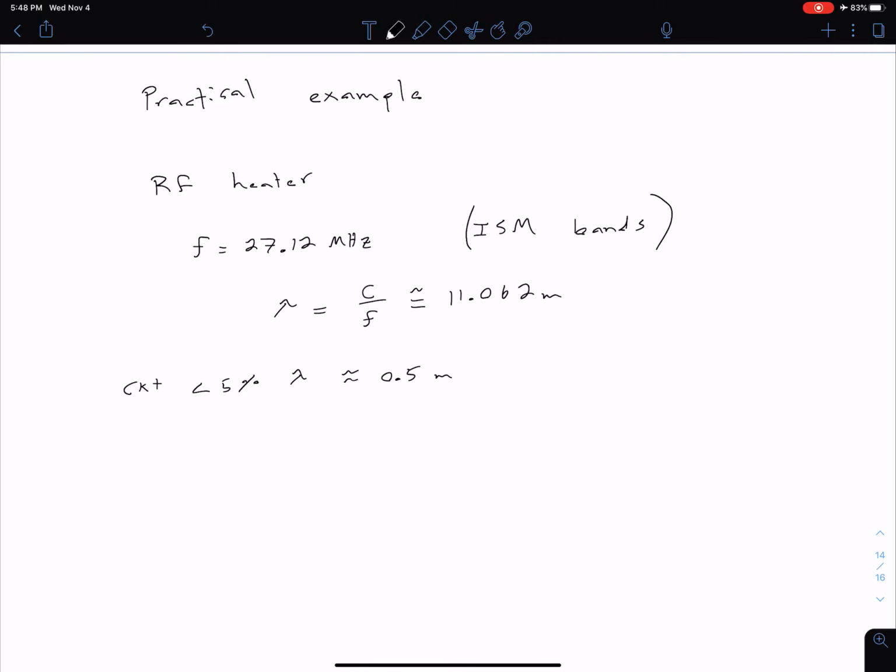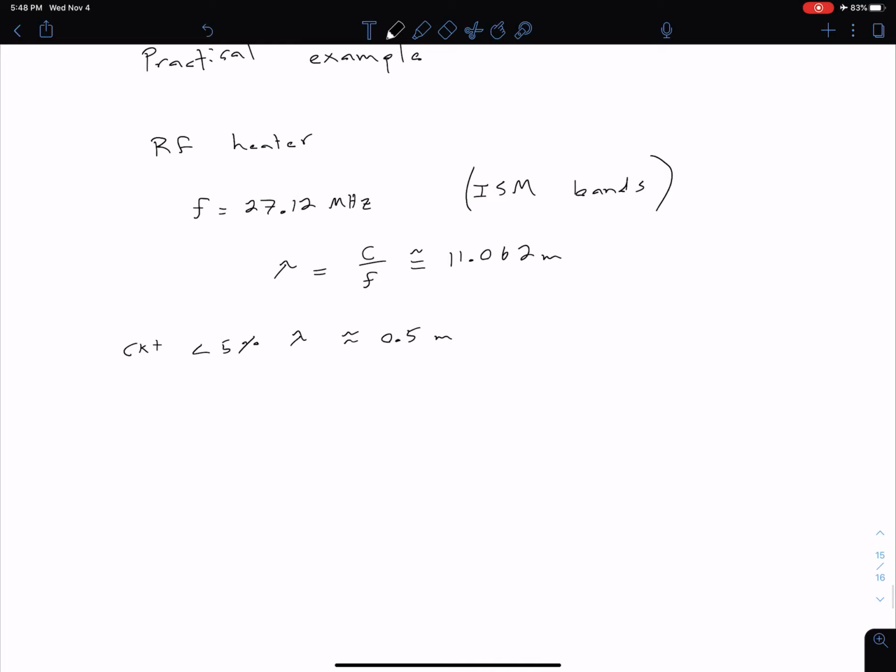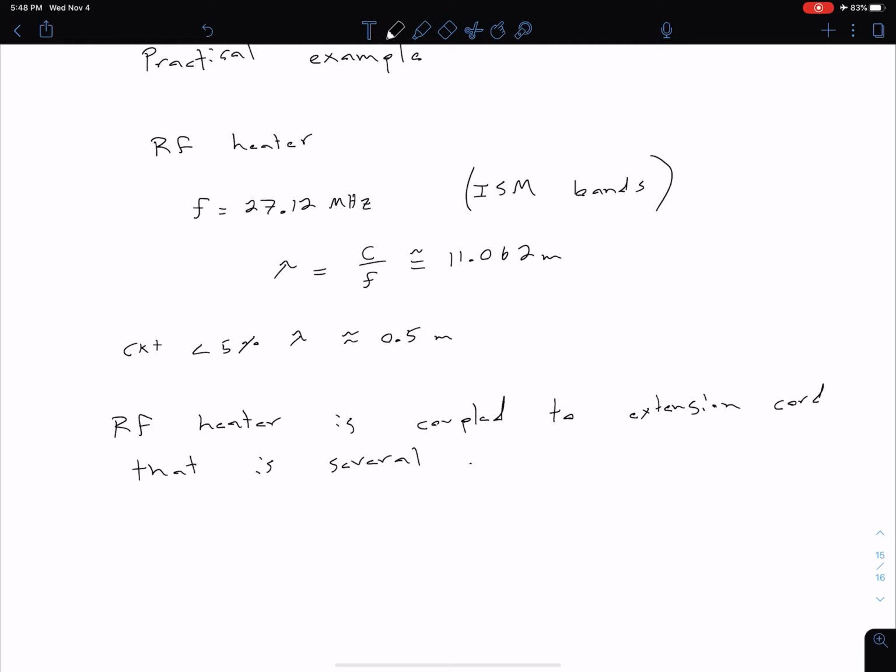So let's say somehow this RF heater gets coupled to an extension cord that's on the order of a few meters long. So our RF heater is coupled to an extension cord that is several meters long. Because that is larger than our rough rule of 5% of lambda being 0.5 meters, we're going to have electromagnetic energy radiated from that circuit.